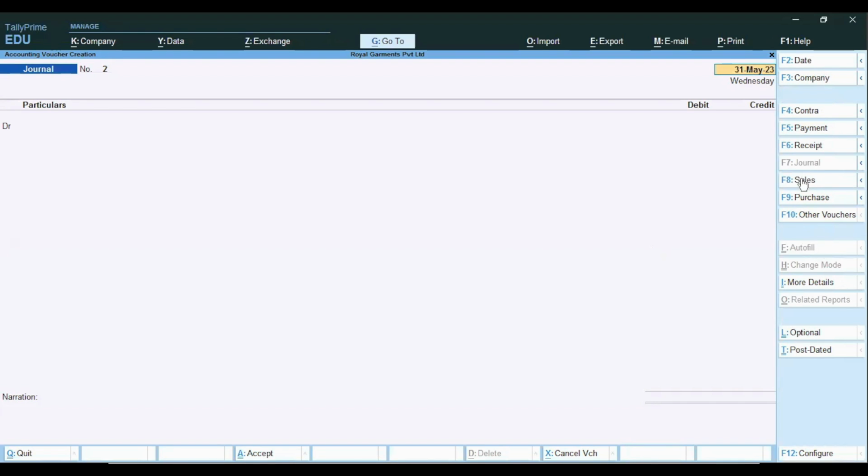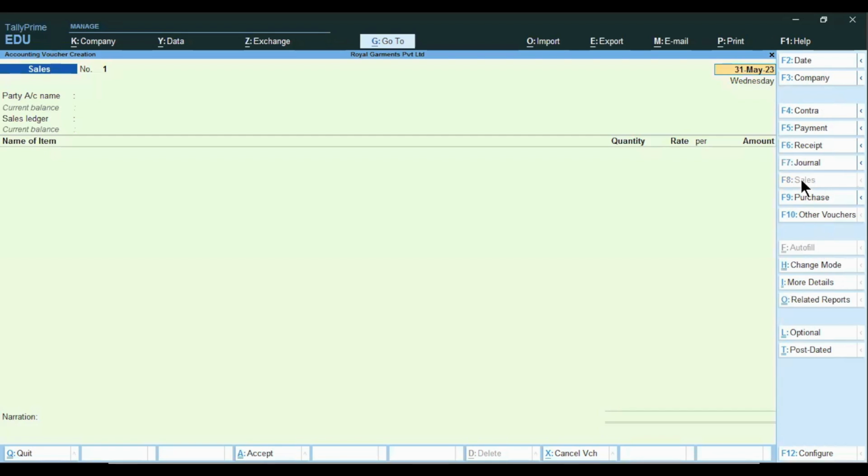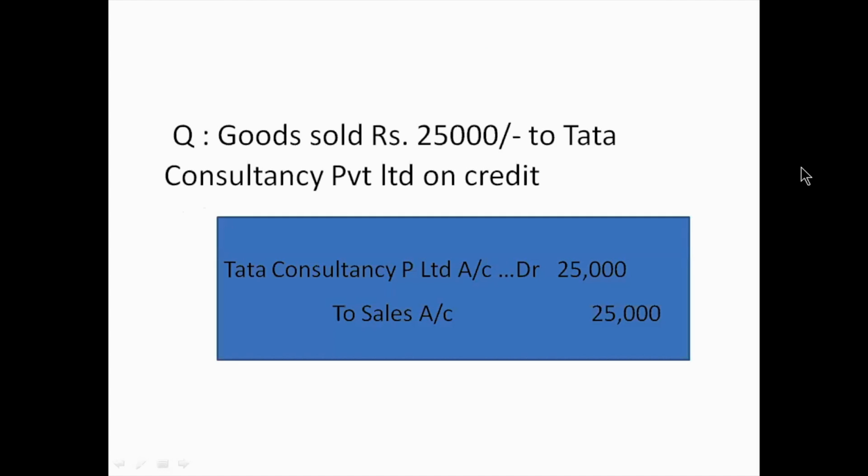We can select F8. Well, at present, we are entering the simple sales entry. The question is goods sold rupees 25,000 to Tata Consultancy Private Limited on credit. So this is our transaction and the entry will be debit the receiver, credit the income. Tata Consultancy Private Limited account debit, 25,000 to sales account. So we need to create both these ledgers.